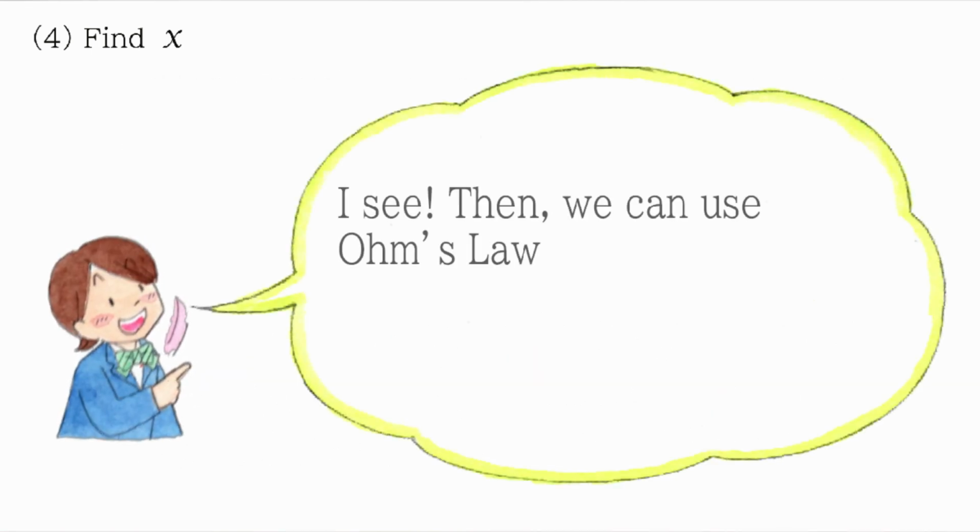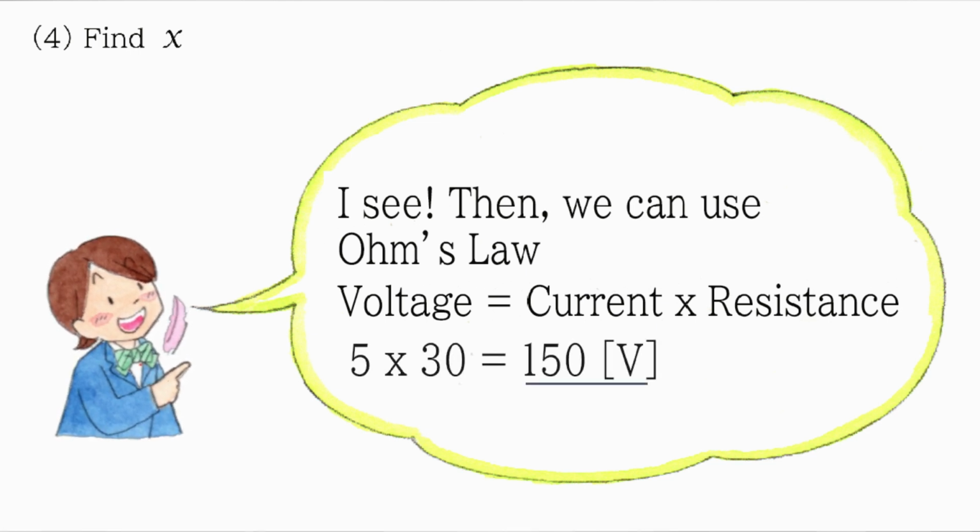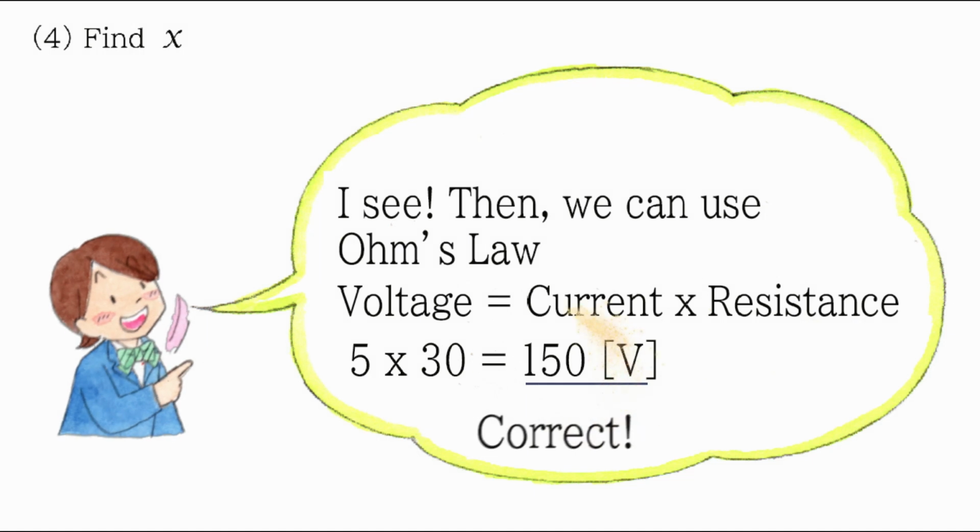I see. Then we can use Ohm's law. Voltage equals current times resistance. 5 times 30 equals 150 volts. Correct.